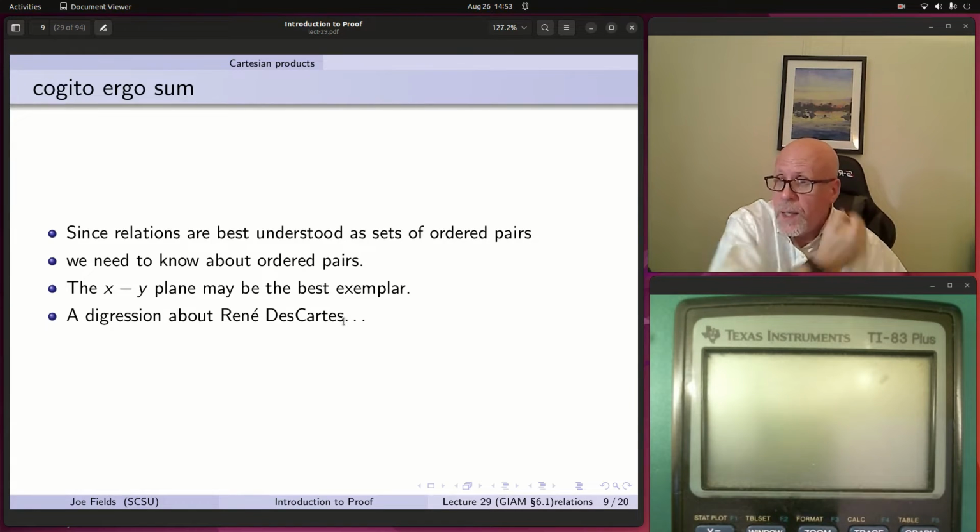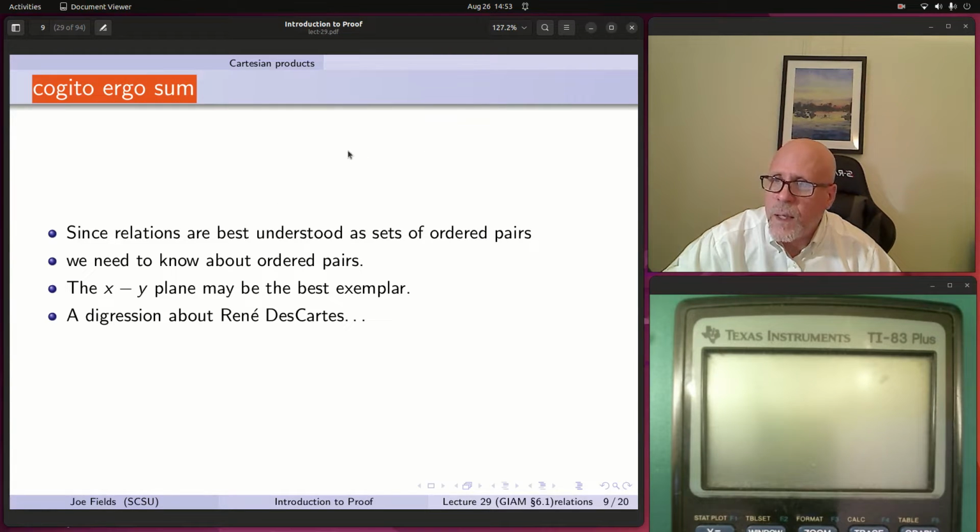If you've heard this phrase that's in the title of the slide, cogito ergo sum, that's the Latin version of his most famous pronouncement in philosophy, which translates as "I think, therefore I am." You heard that said before? This goes back to this guy.